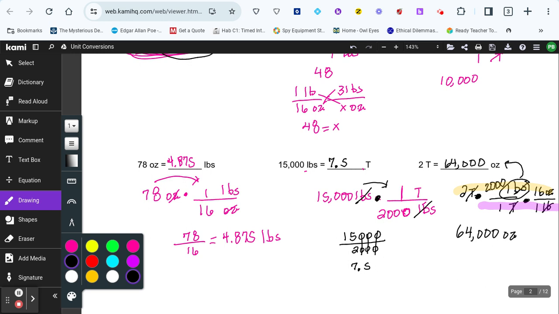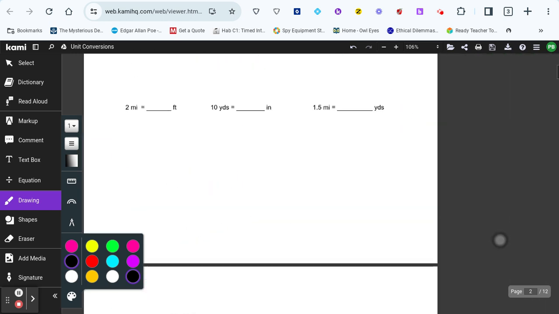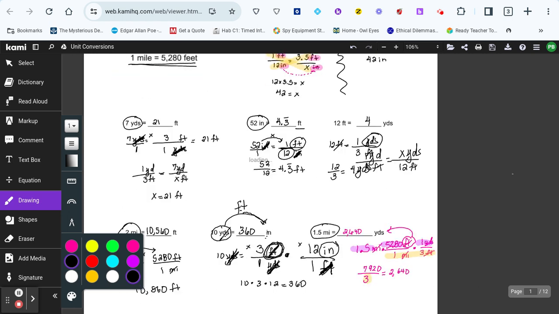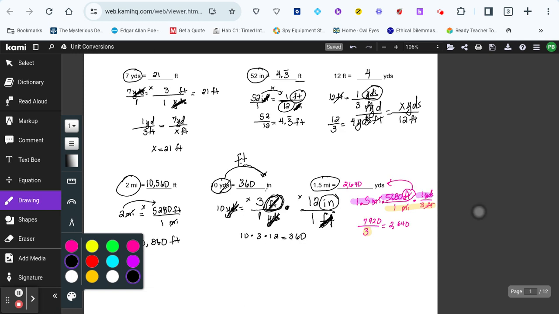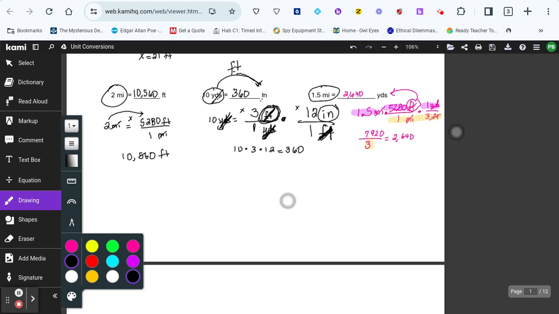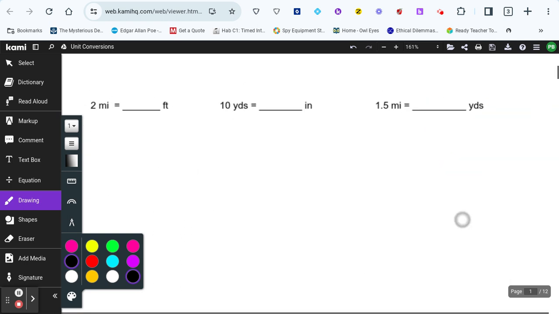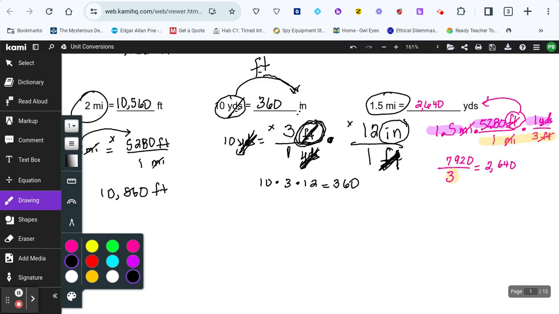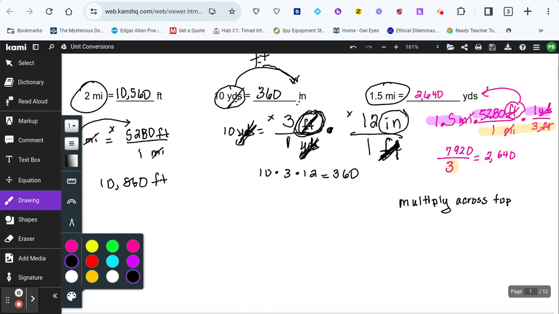Now, be careful when you're using dimensional analysis, because on something like what we did on this page, you have to be careful. Let me find it. On this one with the 1.5 miles, you have to make sure that you multiply everything across the top, multiply everything across the bottom, and then divide by what you get after you multiply across the bottom.